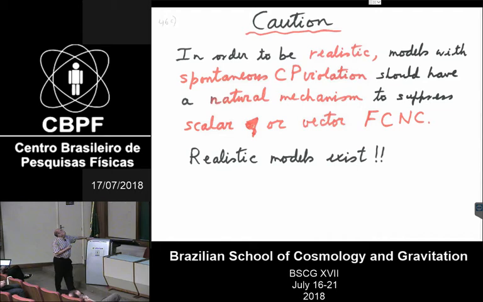So in order to be realistic, models of spontaneous CP violation should have a natural mechanism to suppress scalar or vector flavor change in neutral currents. As I promised, I'm going to give you a specific model with spontaneous CP violation in agreement with the experiment, but where heavy, vector-like quarks are introduced.